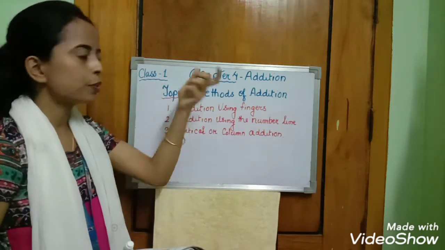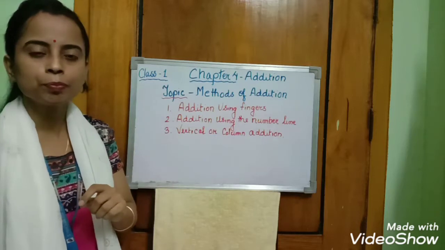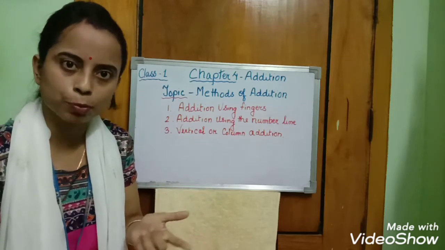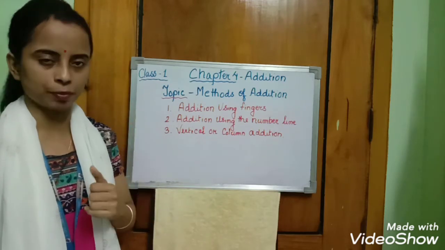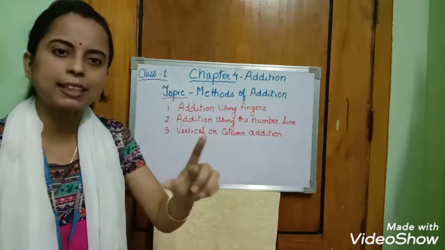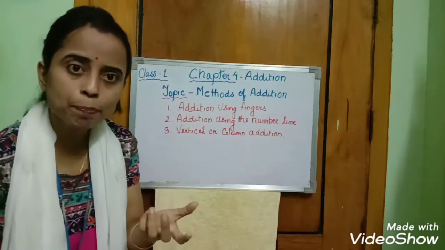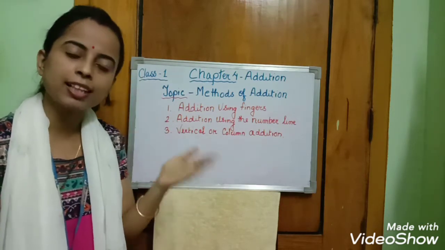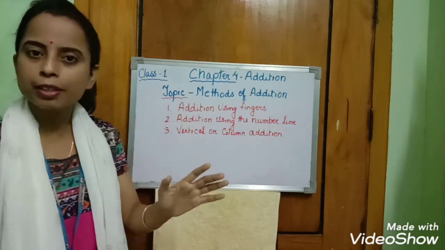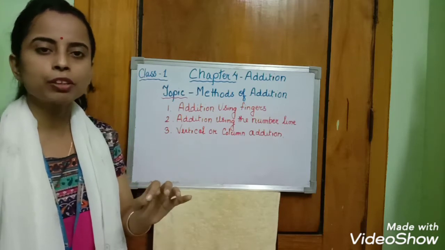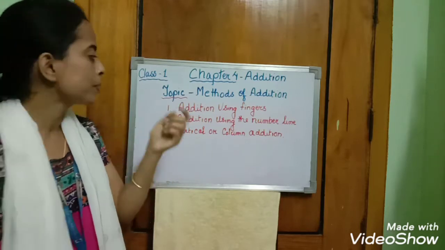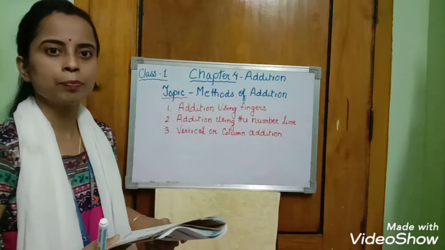I hope you have cleared the word addition. What is that? Let's repeat. Counting the total number of objects together, we call it addition. Which symbol do we use in addition? We use the plus symbol. What is sum? The answer of addition is called sum. I hope these terms are clear with you all. So let's start today's topic, addition using fingers.